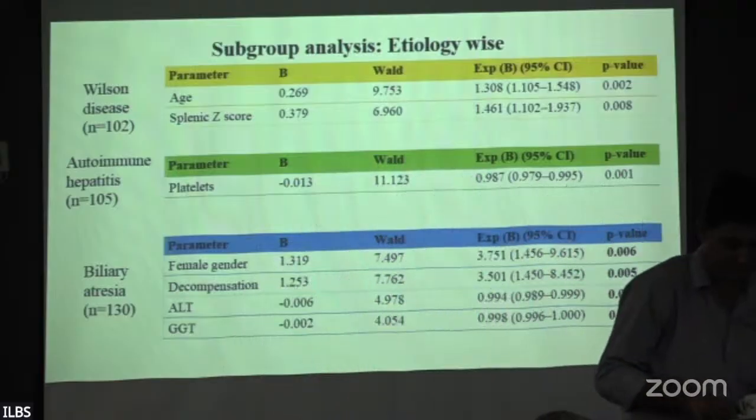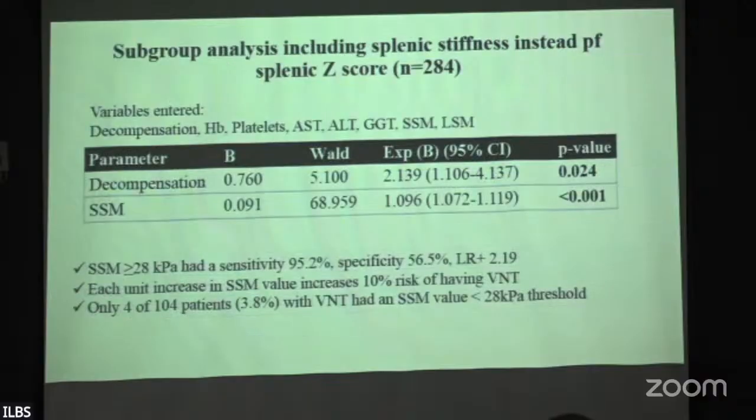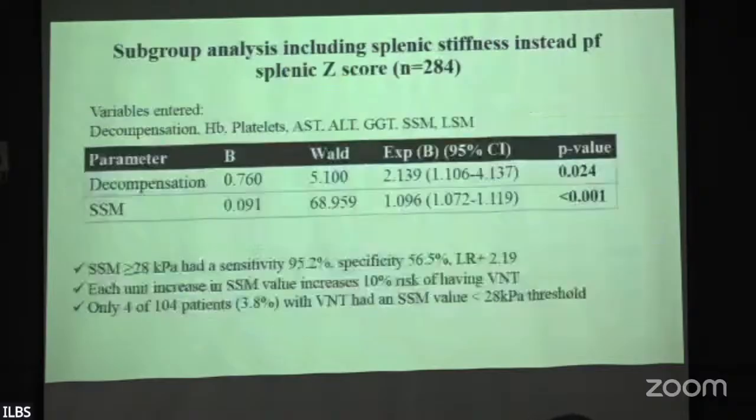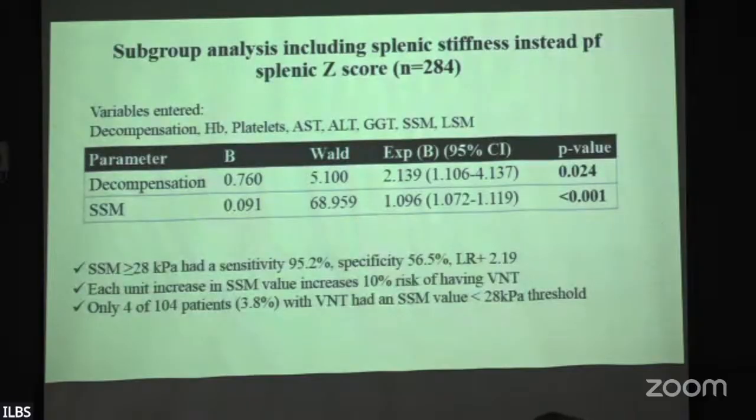The etiology should have come in the multivariate analysis, because etiology is making a difference, and that is why you are going to subgroups of etiology. There again, the aim is to look at splenic stiffness. Yes, ma'am. But when we did the univariate as well as multivariate analysis in the whole cohort, etiology did not come into the picture. But in the subgroups of different etiologies, because apart from Wilson, autoimmune and biliary atresia there are other etiologies also, we did a separate analysis for the three different etiologies.